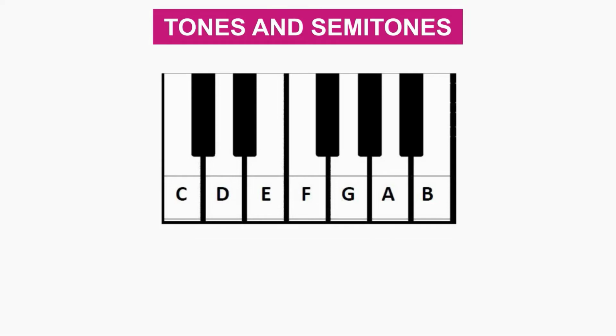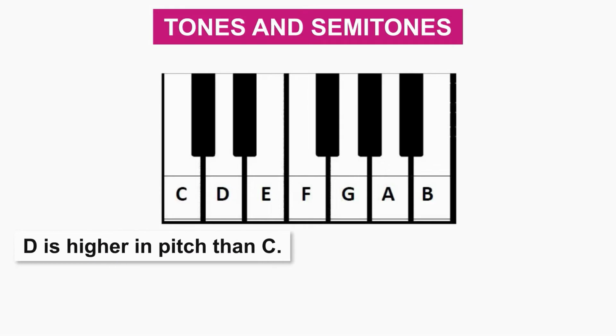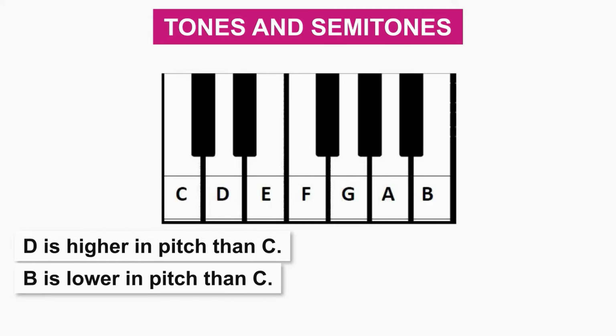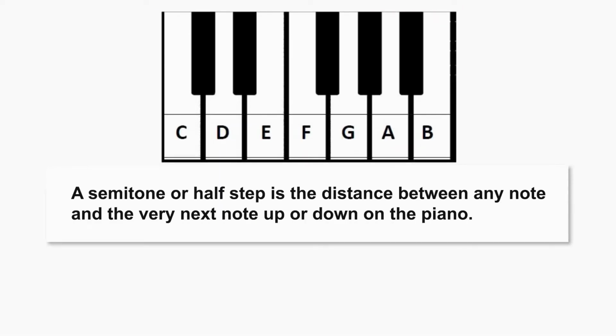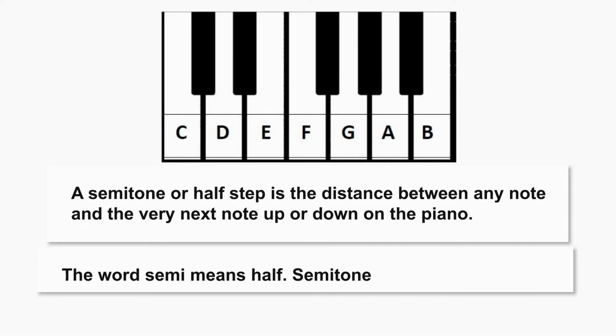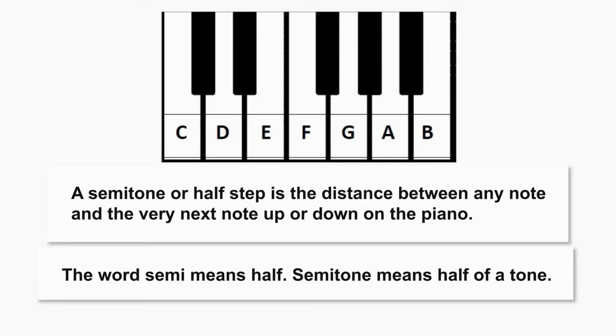It follows that note D is higher in pitch than note C, and B is lower in pitch than C, etc. A semitone or half step is the distance between any note and the very next note up or down on the piano. The word semi means half. Semitone means half of a tone.